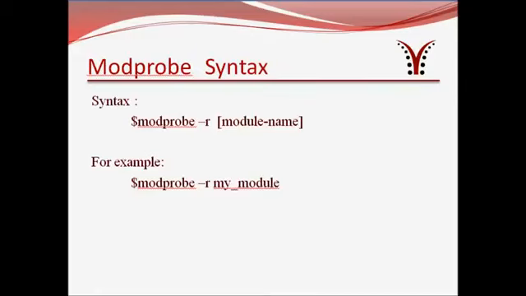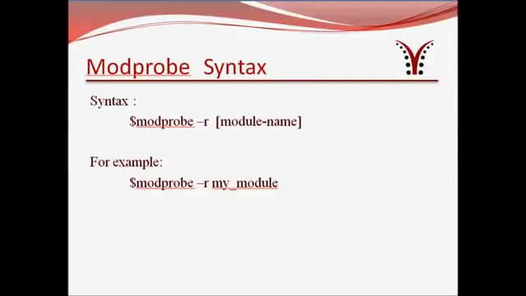Coming to the modprobe syntax. Since we have already discussed modprobe in earlier slides, let's learn the syntax for unloading the kernel module using modprobe. The syntax is modprobe space -r followed by the module name. For example, in order to unload my module, which is my_module, what I'll type is modprobe space -r my_module. We have covered all our three topics for this session. One is loading the kernel modules, second is listing the kernel modules, and third is removing the kernel modules.